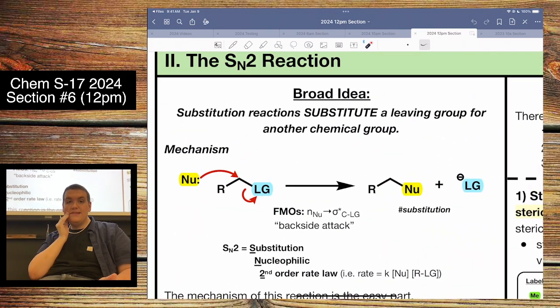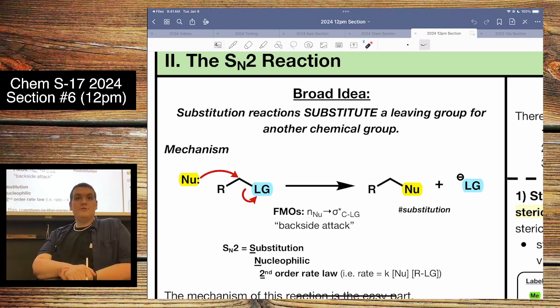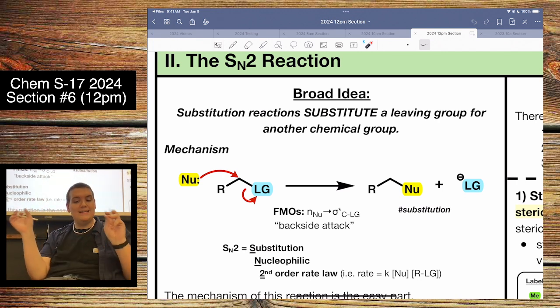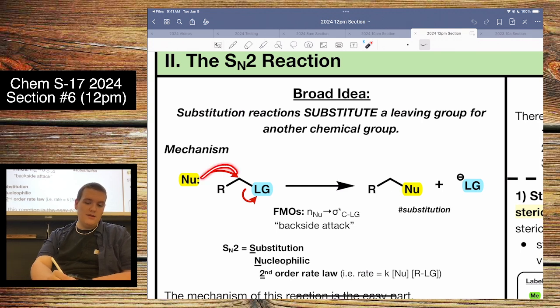So the broad idea behind this reaction is we are substituting some leaving group for a nucleophile, another kind of chemical group here. The arrows for this mechanism are referred to as a backside attack, and it's because the nucleophile is coming and attacking this antibonding orbital here, and then that breaks the bond. So it's a one-step reaction, which is nice and easy. But one thing that's kind of confusing is we call it SN2, but it's only one step. It's SN2 because of its rate law.